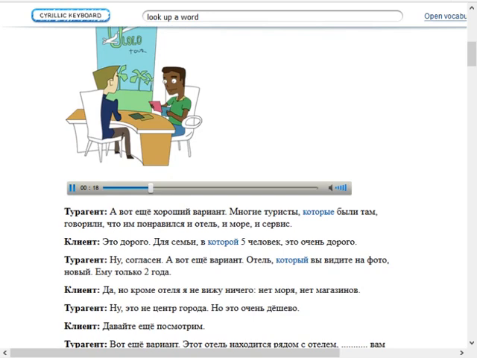Ему только 2 года. To him is only 2 years. It's only 2 years old because hotel is masculine. So the hotel is only 2 years old.